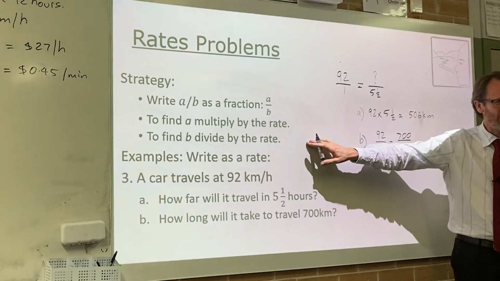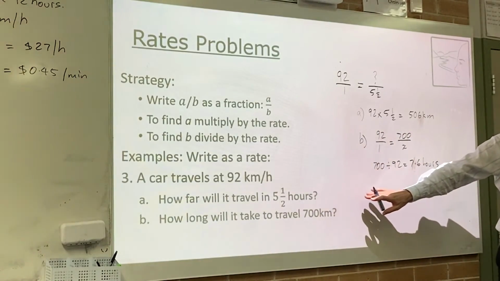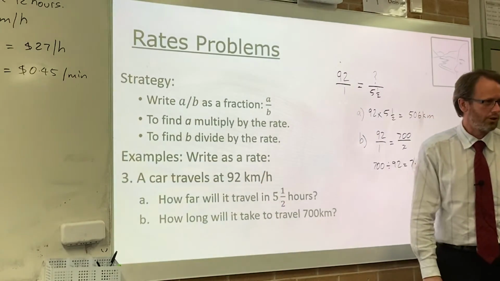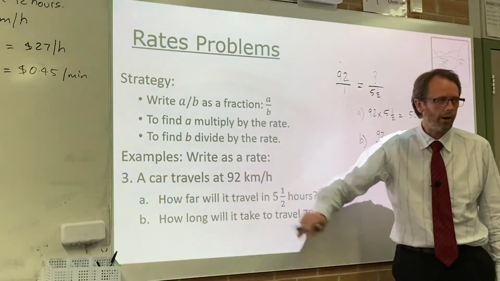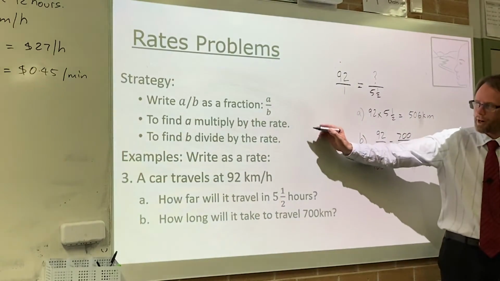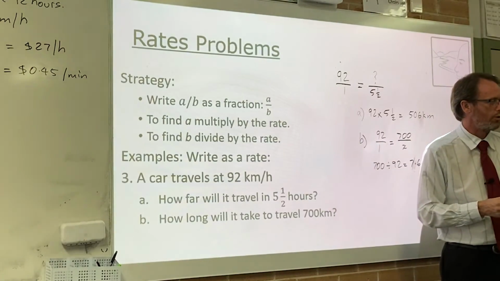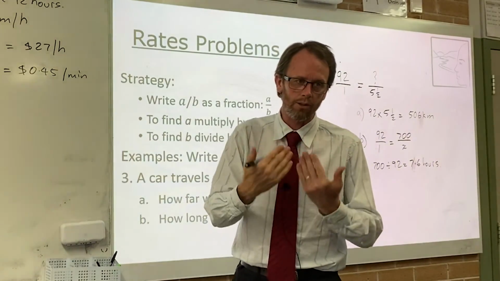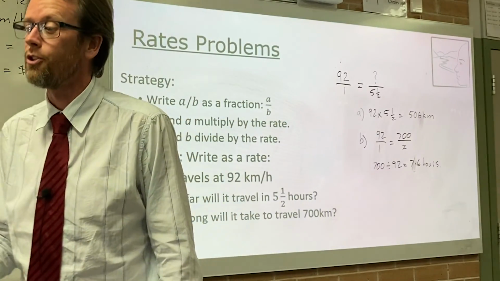You could use this strategy, or you could, I think, almost just use common sense. How far will it travel in 5.5 hours? I'll just do 5.5 times 92. How long will it take to travel 700 k's? I'll do 700 divided by 92. This strategy is trying to teach you how to do it. I'm hoping we can just use common sense to work it out. But really, we need to just get in there and get some exposure. And so we need to practice, practice, practice.